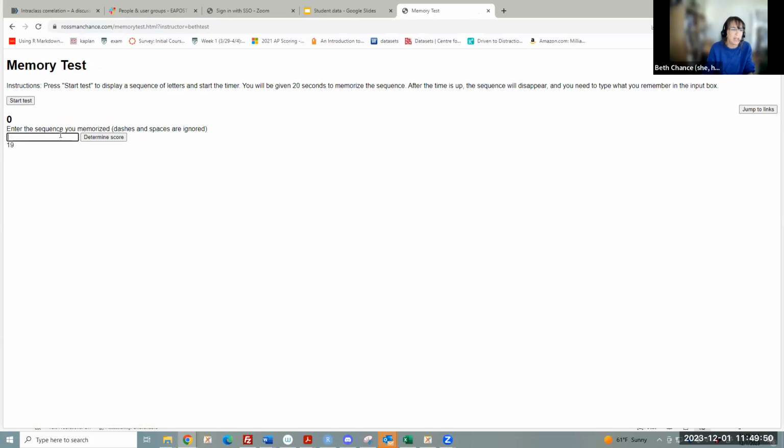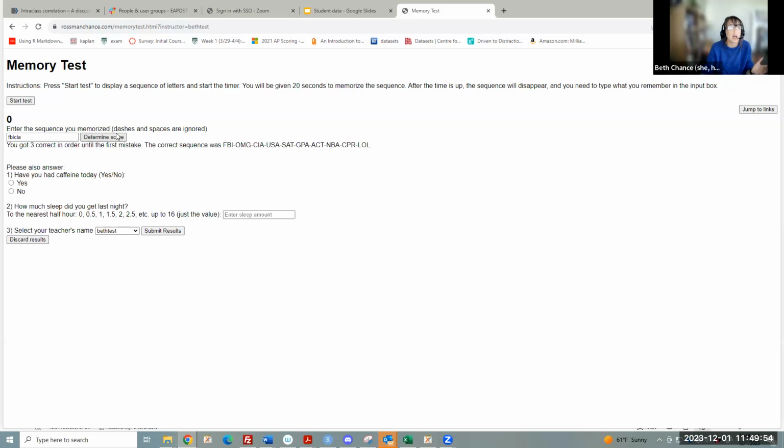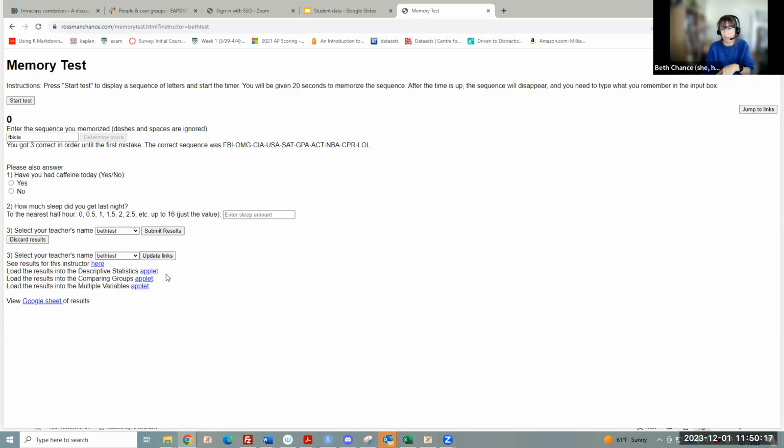Then they put in their list, and I think this is a different data set. And then it'll determine the score for them. They got 3 correct. It'll ask them a couple of other variables, and then it'll give them access. They submit the results. They all go into a Google spreadsheet, so you can sort and find those. Or once they submit, you can go to different links, and it'll load the data into the applet, so they don't even have to do the copy and paste part.